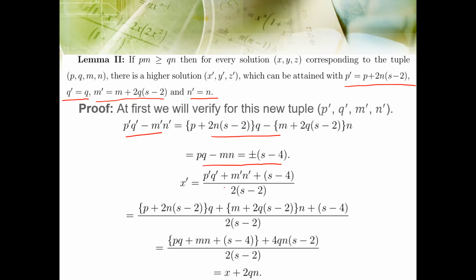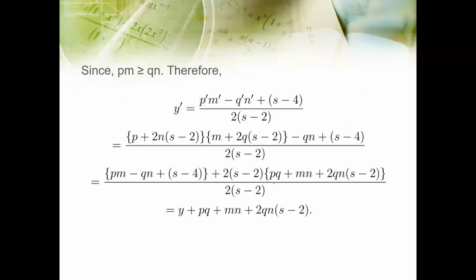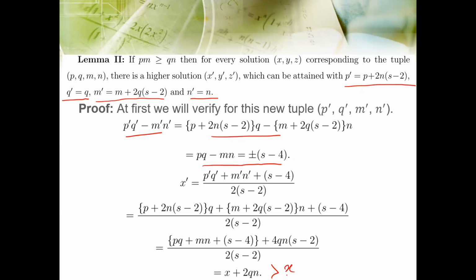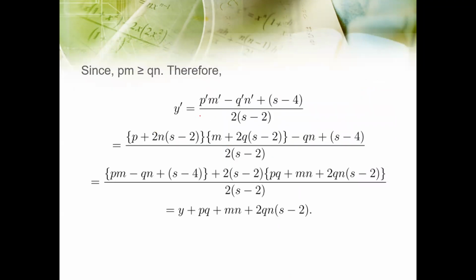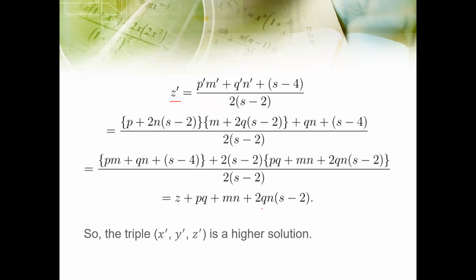So x dash, by plugging the values, will be x plus 2 times qn, which is strictly greater than x. Similarly, we can get y dash equal to y plus pq plus mn plus 2qn times s minus 2. Here actually this mod opens with a positive sign as for the choice of p, q, m, n, and this is also greater than y. And we get z dash will become this, and this is also greater than z. So x dash, y dash, and z dash is a higher solution.